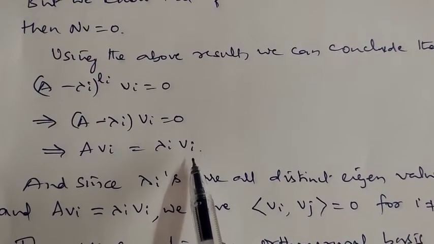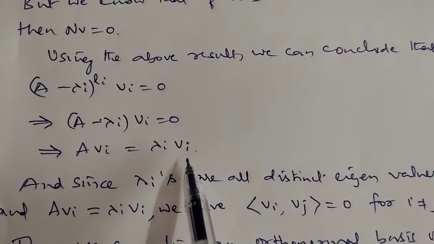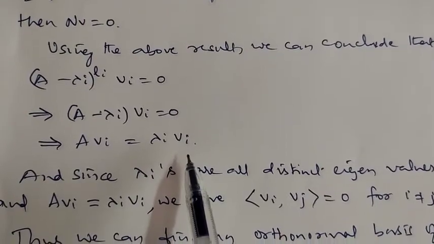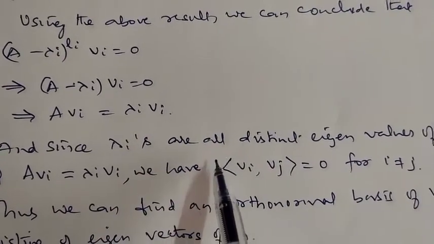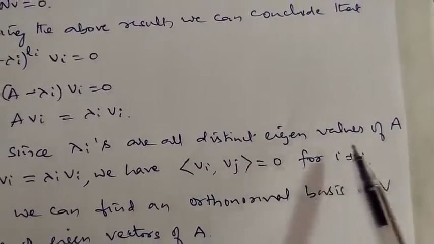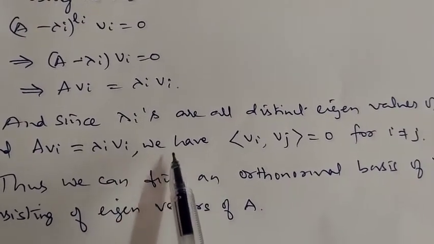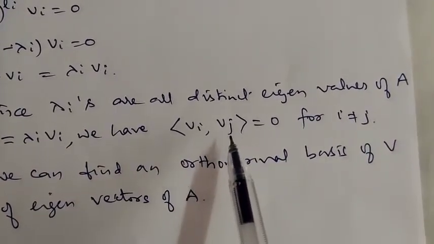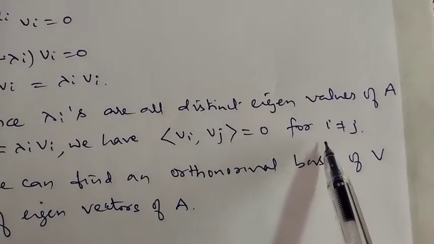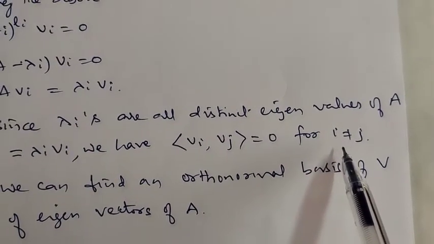And also we have proved the eigenvectors are orthogonal. Since these lambdas are all distinct eigenvalues of A, and A of vi is equal to lambda into vi, we have the inner product of vi comma vj is 0 for i not equal to j. This also we have proved in the last class.